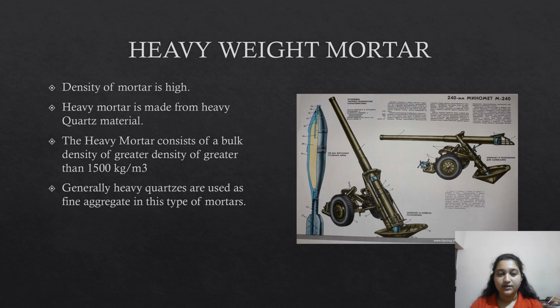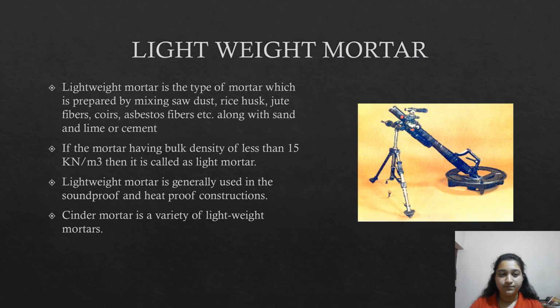Heavyweight mortar. The density of this mortar is high. Heavy mortar is made from heavy quartz material. The heavy mortar has a bulk density of greater than 1500 kg per cubic meter. Generally, heavy quartzes are used as fine aggregates in this type of mortar.